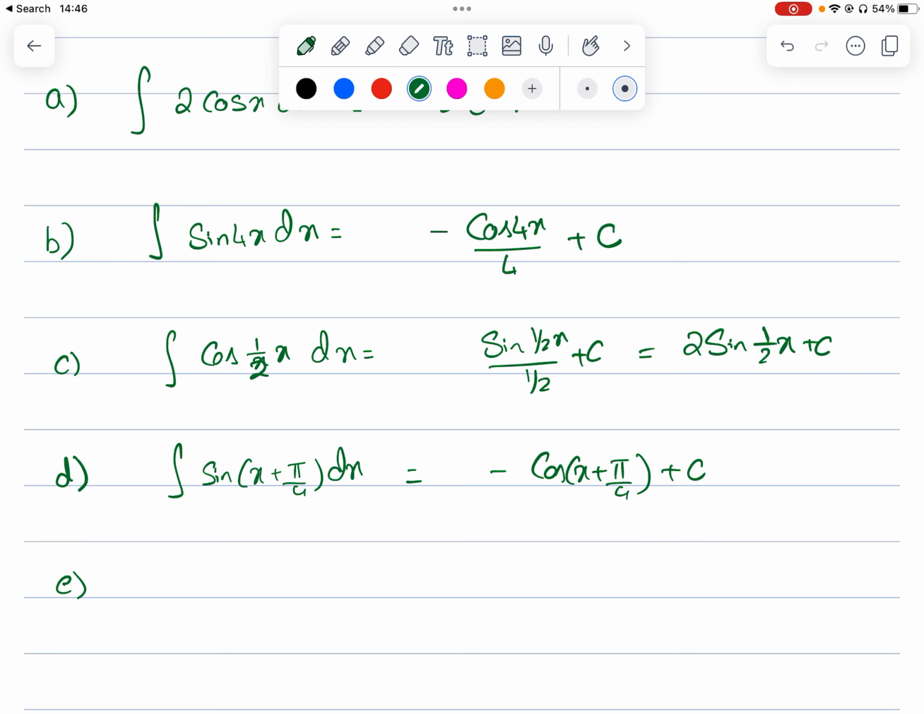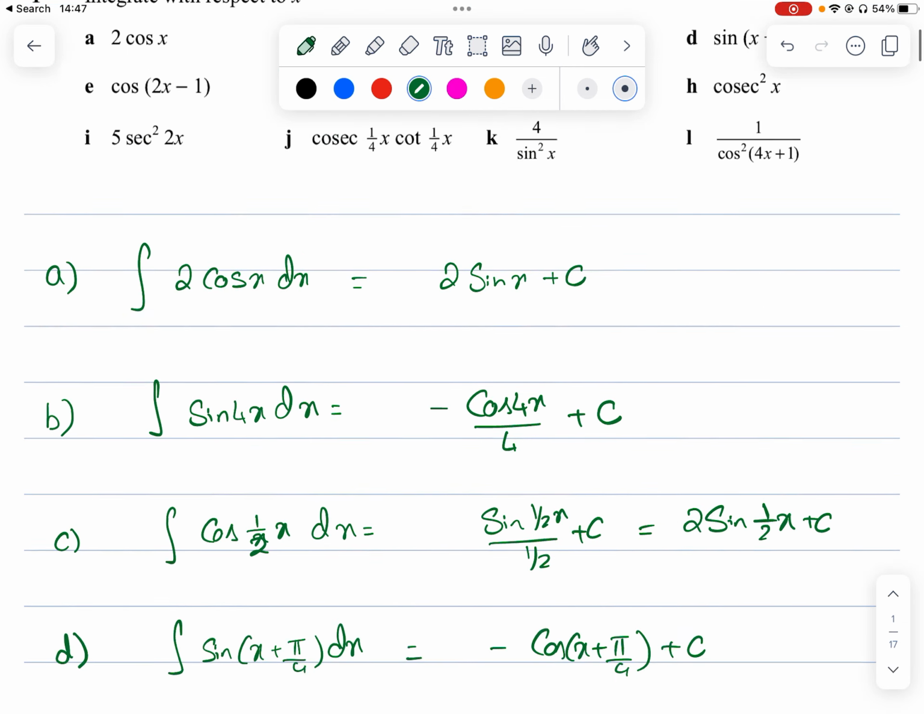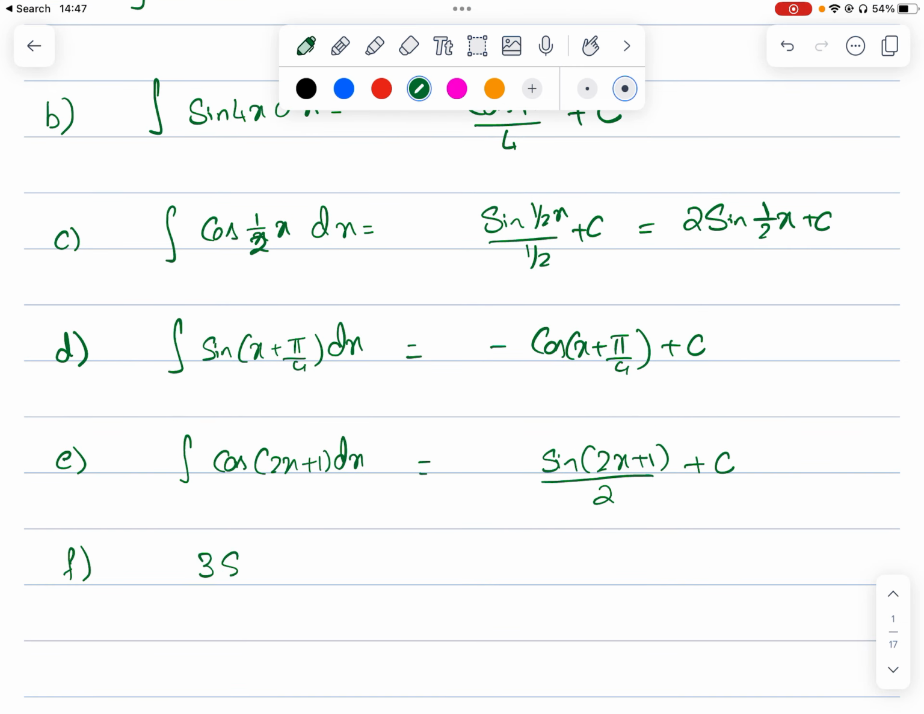Now part E. What is part E? Cos of 2x plus 1. Integral of cos of 2x plus 1 dx. Cos integral is sine. Sine 2x plus 1, and don't forget to divide by the derivative of the basic function, which is 2 plus c. F, 3 sine of pi by 3 minus x.